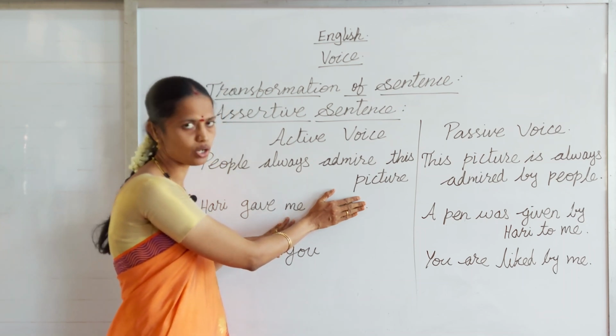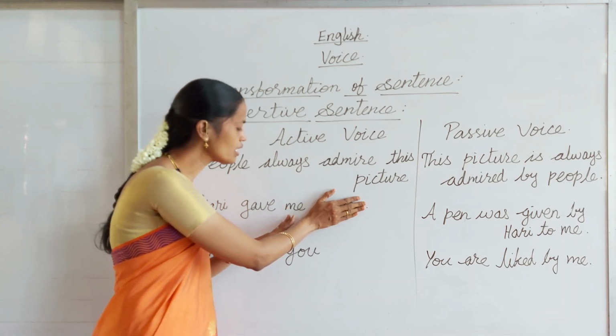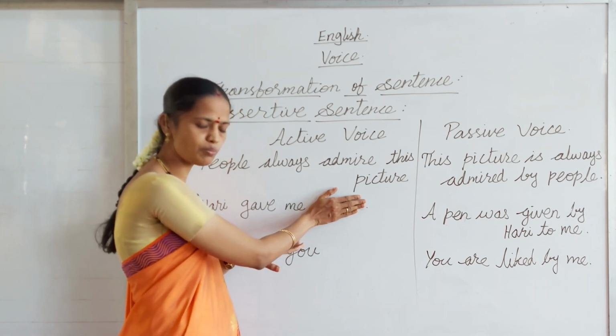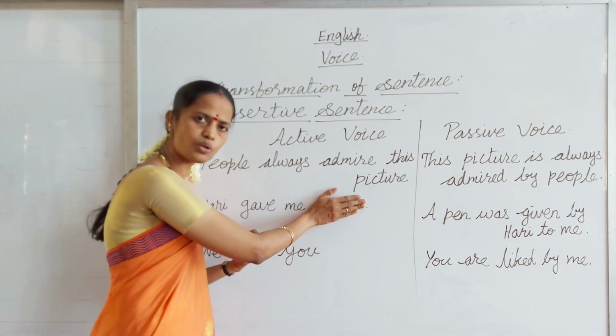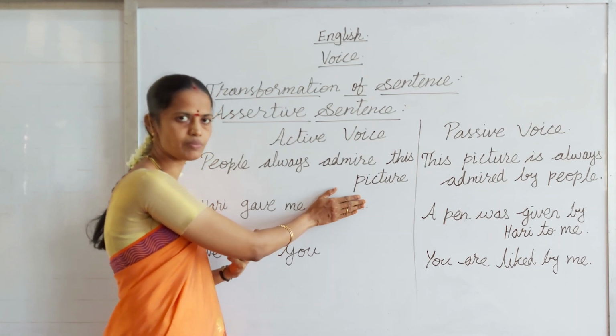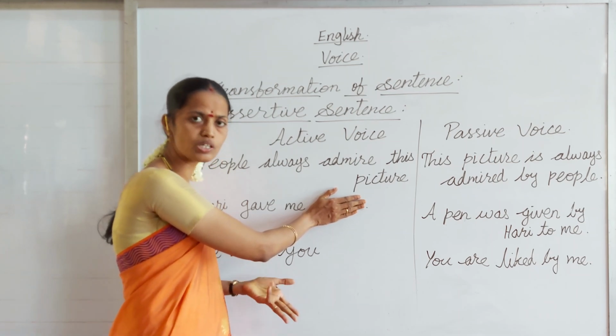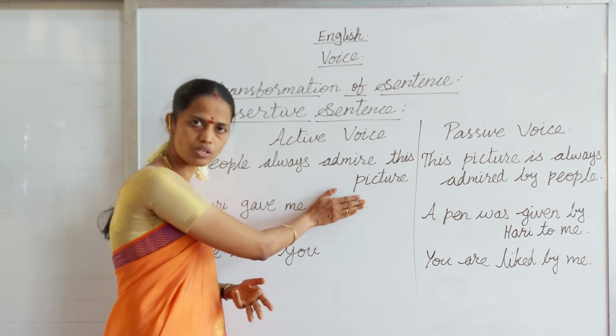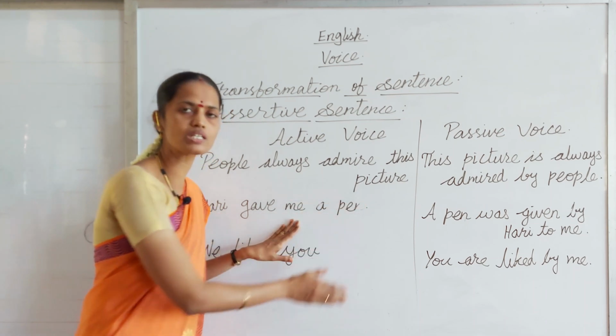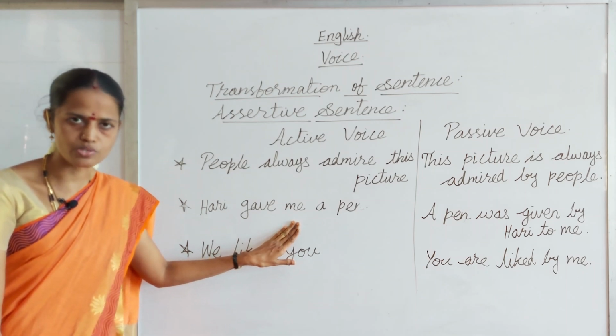But this is also an object, isn't it? Here, though, if we remove this object, the remaining words are not giving the complete meaning. "What did he give to you?" We are not getting the answer. That's why we are mentioning this "me" as the indirect object.